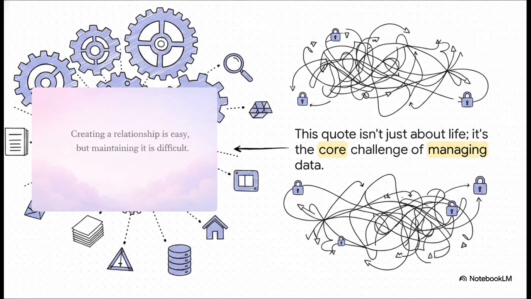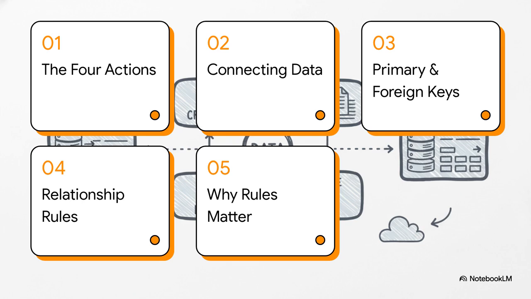Creating a relationship is easy, but maintaining it is difficult. Now, you might think this is just some good old-fashioned life advice, but honestly, it perfectly captures the single biggest challenge in computer science. How do you keep millions, maybe even billions, of connected pieces of information in perfect logical order? So in this explainer, we're going to break it all down.